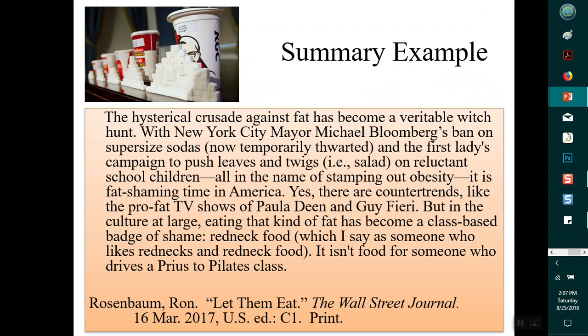So one of the things here, we talked about rhetoric, right? You can see his loaded words here. Hysterical crusade, leaves and twigs, stamping out, redneck, Prius, and Pilates. These are things that really show that he has a very sarcastic and kind of bitter tone. And I forgot to highlight fat shaming time. But what's his main point? What is he exactly trying to say?